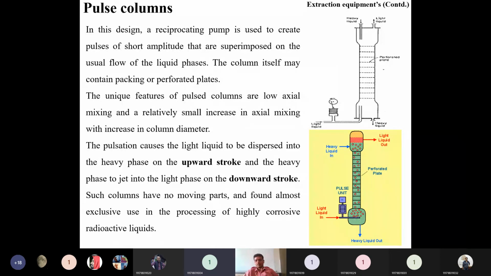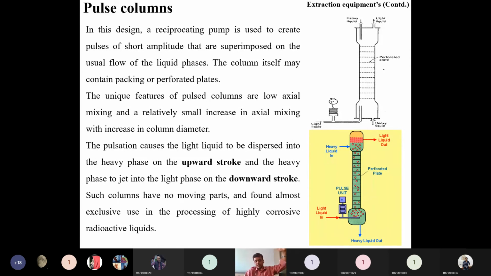And the next one is, this is out of context, just out of interest I'm discussing. Just concentrate on what is going on in this one. So, the pulse column. This is not in your syllabus. So what is this pulse column? There may be the same perforated plates here in this one. We can say this is a pulsating pump. Some pulsating pump will be there.